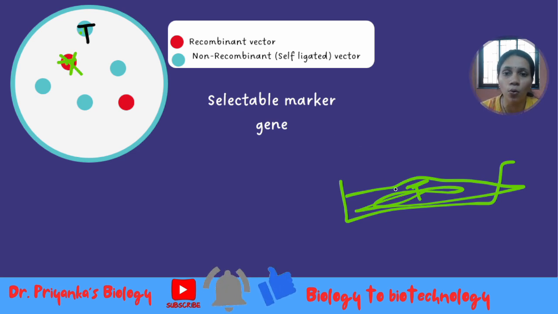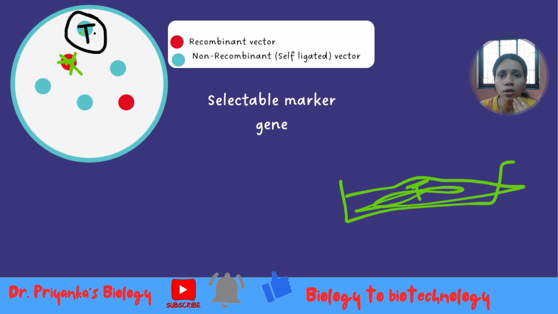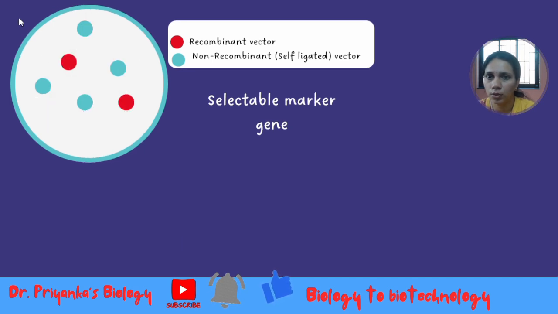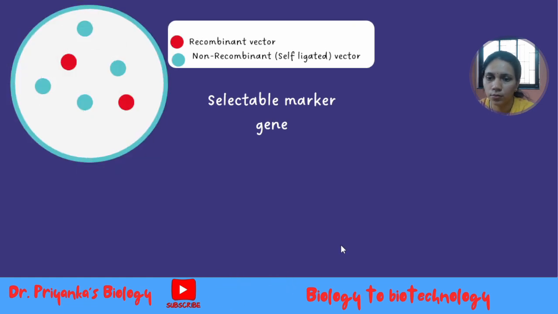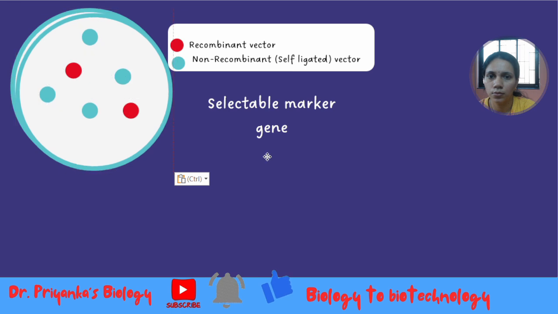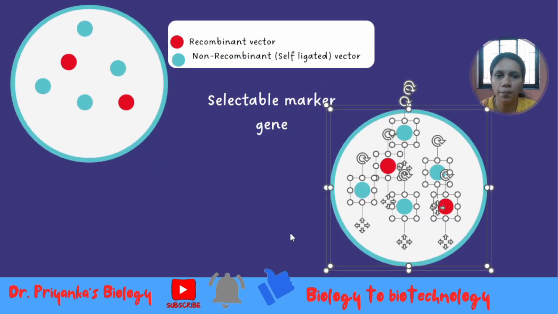So when we carry out replica plating and allow growth on the tetracycline containing plate, what will happen? Only the non-recombinants will grow because they are offering resistance. Only those ones will grow. So we will have two types of plates. Give me a second to copy paste this. Okay. So we have the plates here.